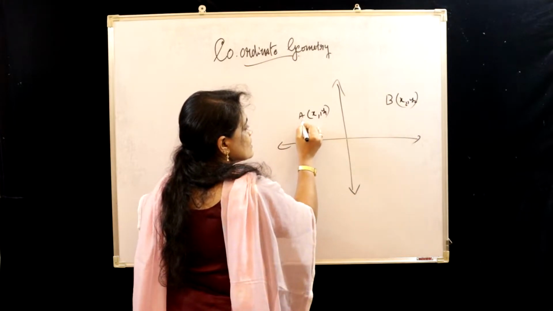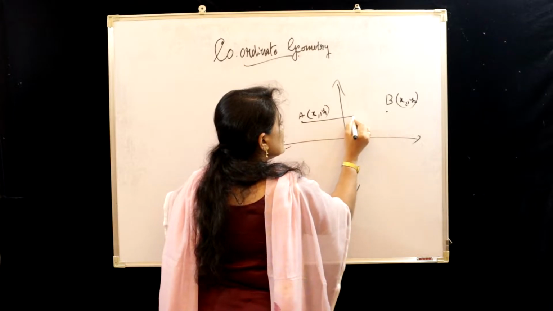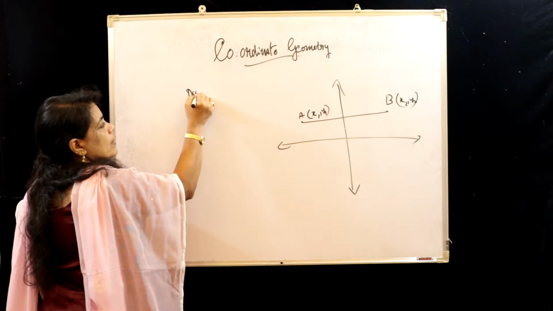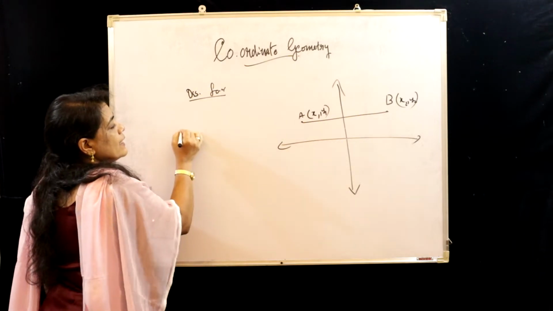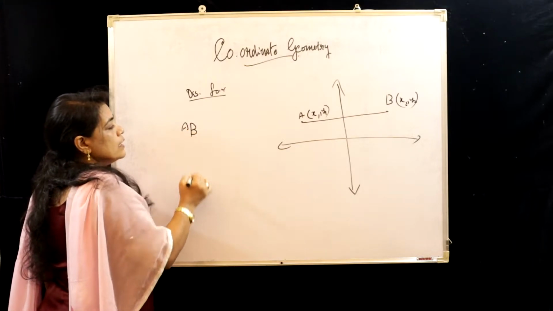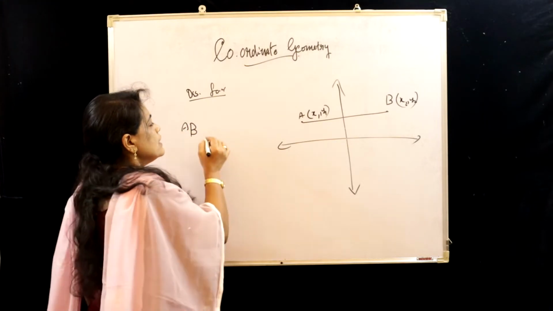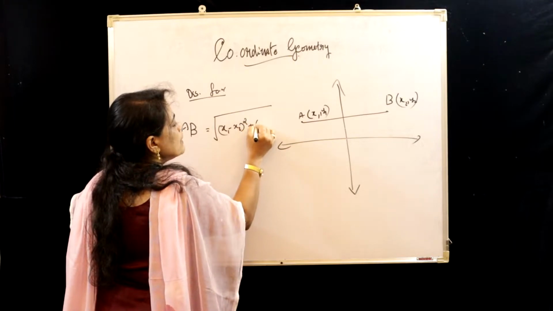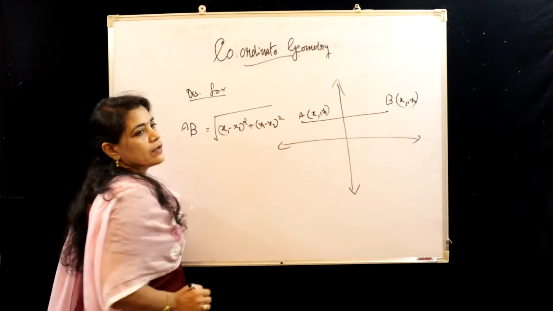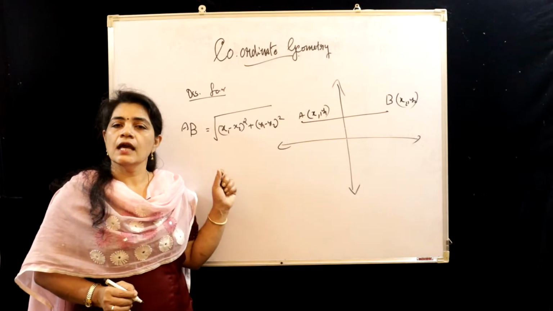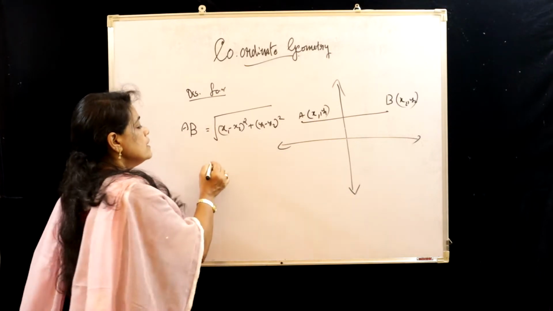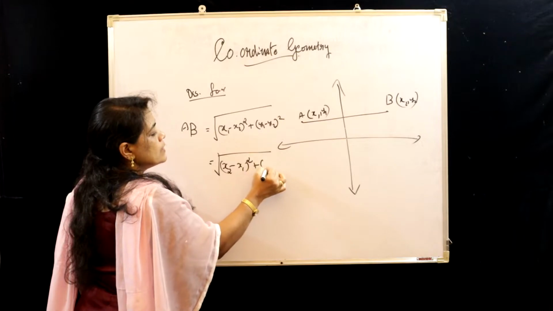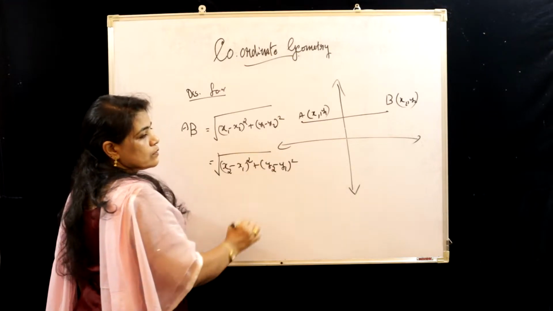We should get the distance between these 2 points. For that we are applying the distance formula. Let it be AB, the distance between the 2 points A and B, and for that this is the formula: square root of x1 minus x2 whole square plus y1 minus y2 whole square. It's a lengthy formula. The same formula can also be expressed as the square root of x2 minus x1 whole square plus y2 minus y1 whole square.